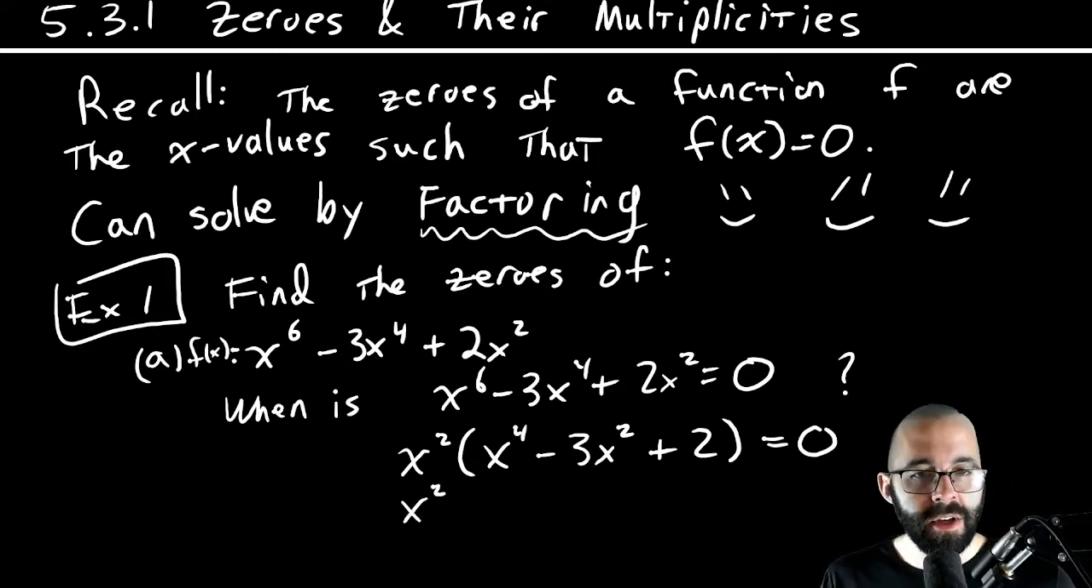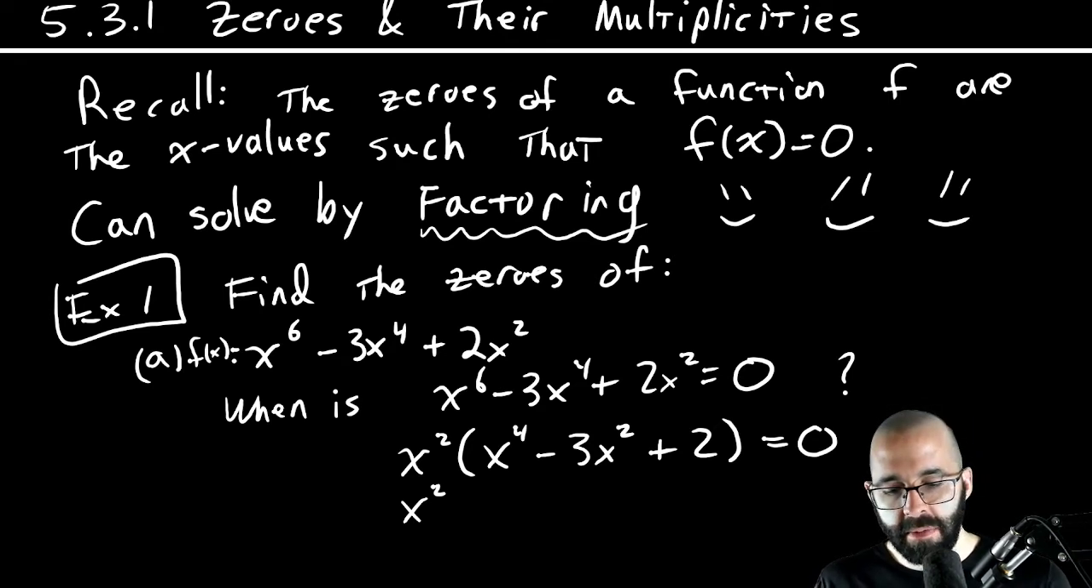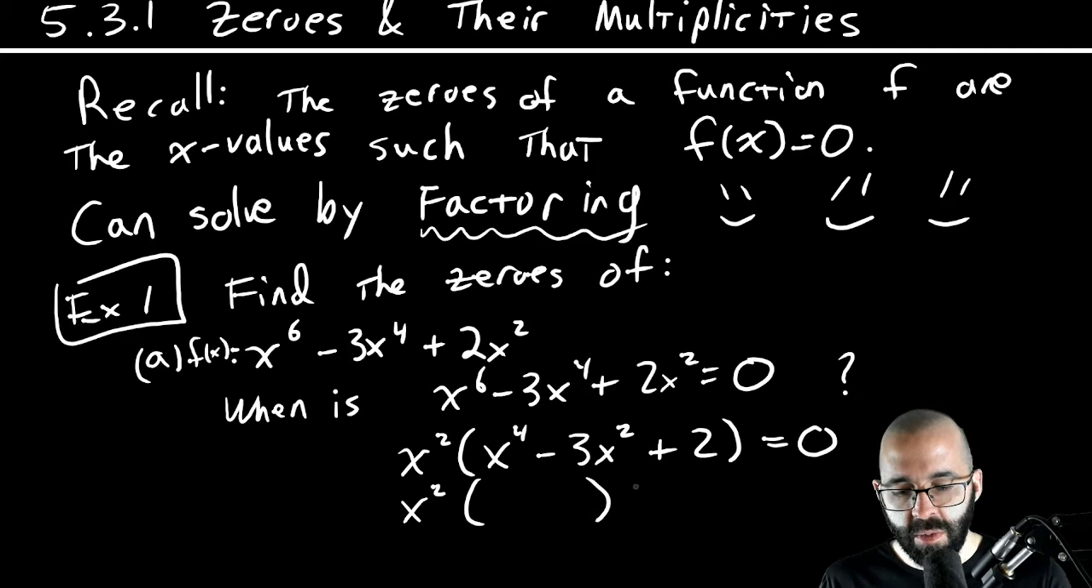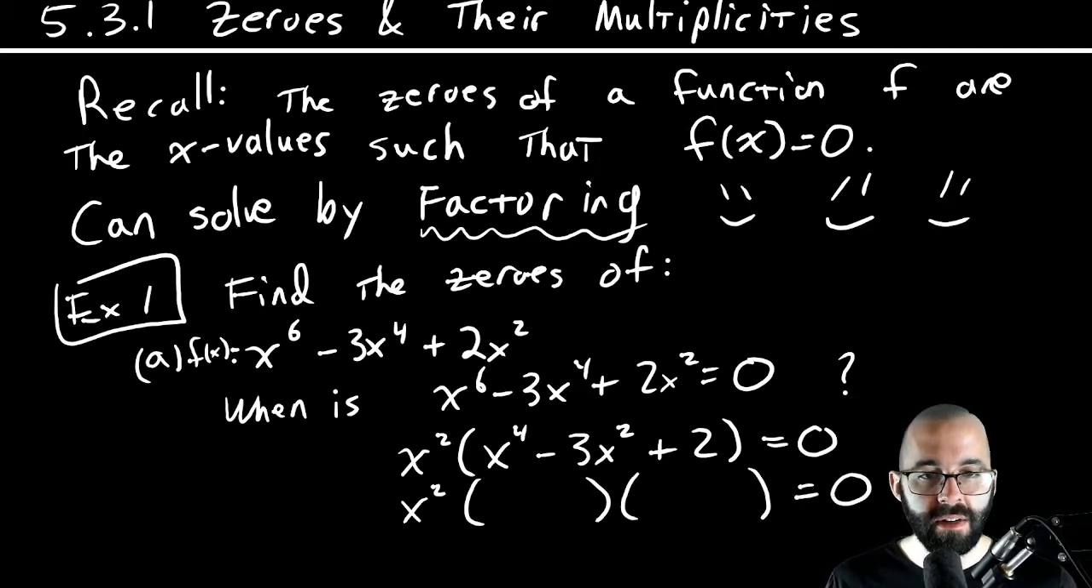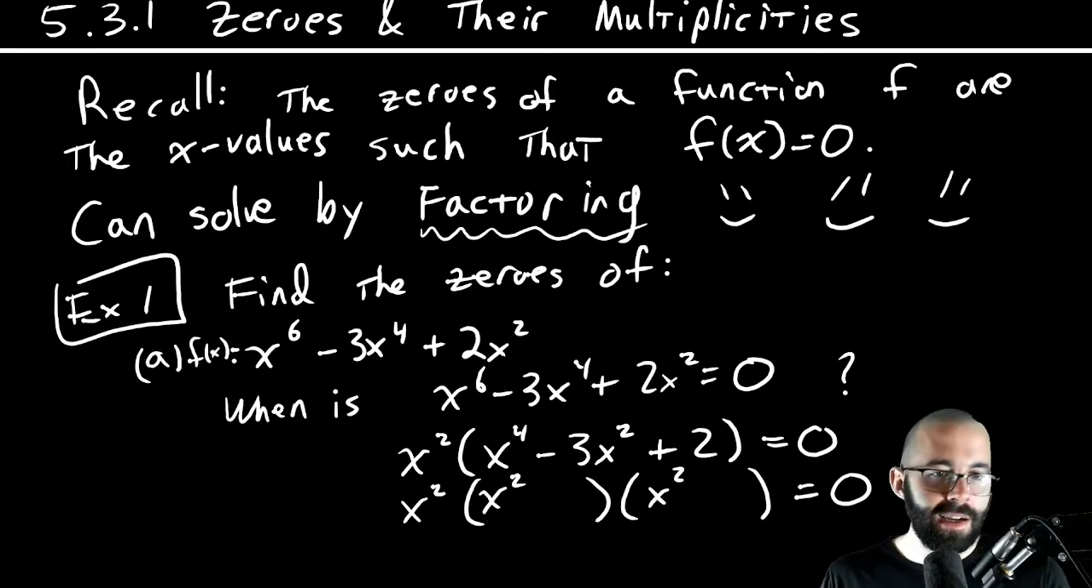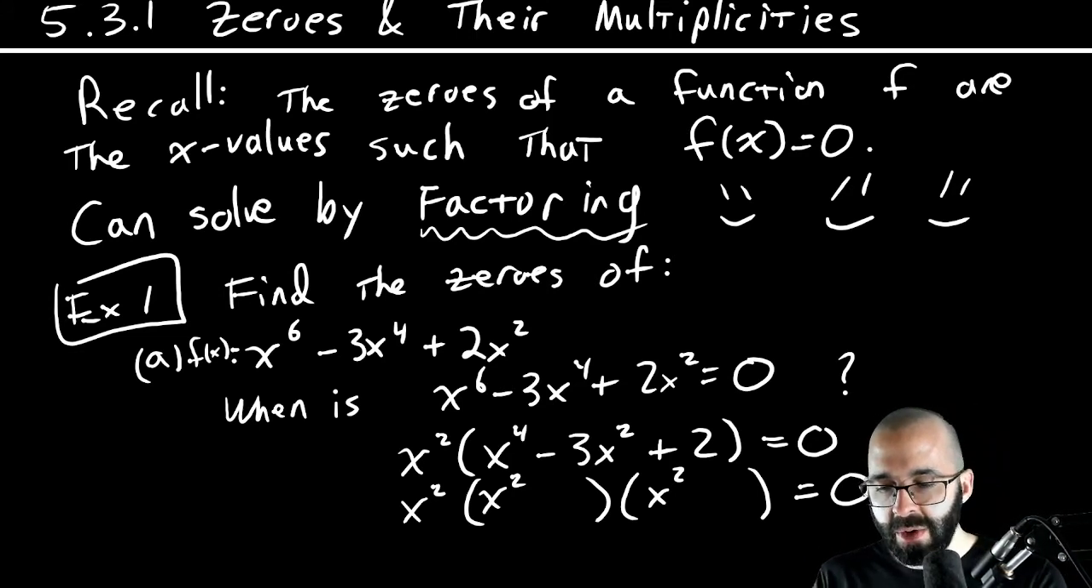This is a trinomial with leading coefficient 1. Even though this is x to the 4th, the fact that this middle one's an x squared and the last one's a constant means we can factor this pretty similarly to how we factor other trinomials with leading coefficient 1. The only way to get an x squared on the middle and an x to the 4th at the start is if this is an x squared and if this is an x squared. When in doubt, we can always check our answers by foiling it out.